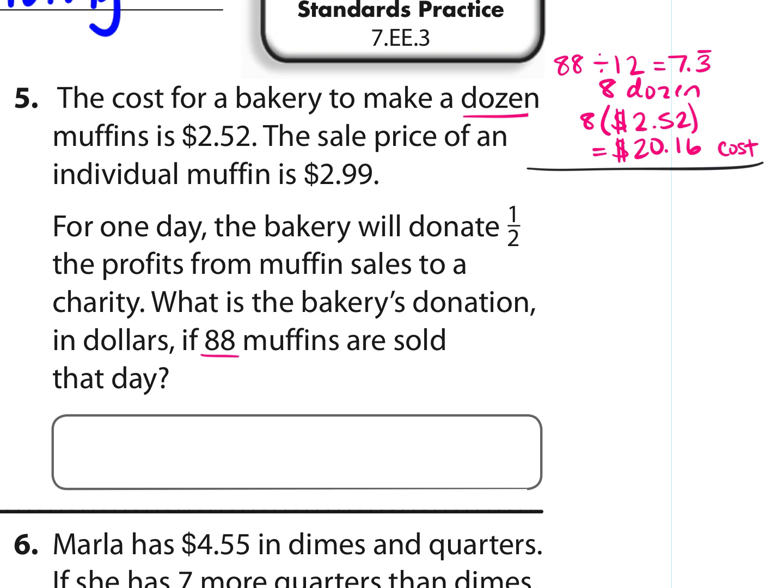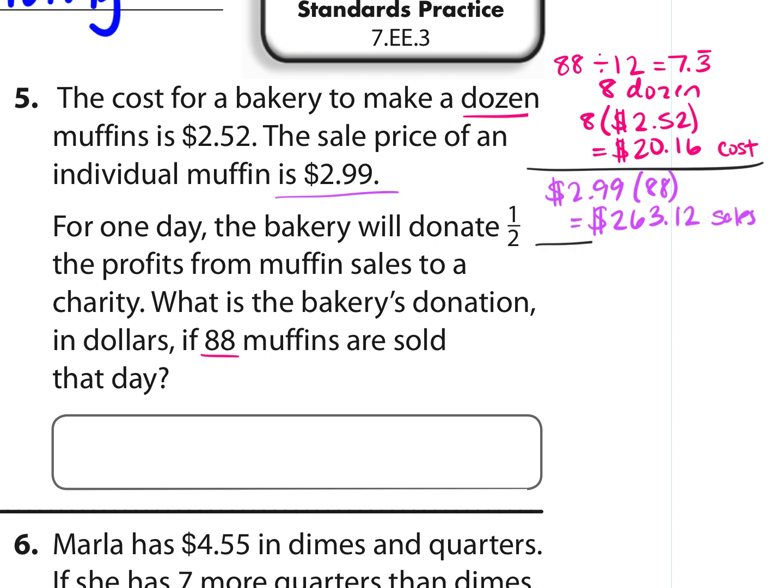Now the bakery is going to sell these muffins at $2.99 each. And we know they sell 88 muffins. So we're going to multiply $2.99 times 88 muffins to get $263.12 in sales.